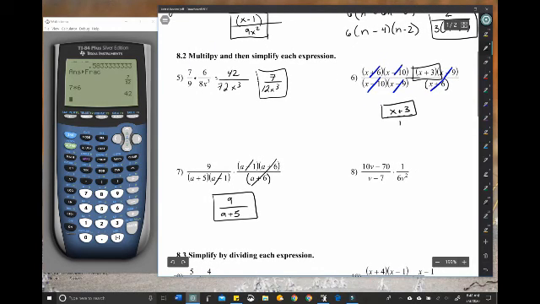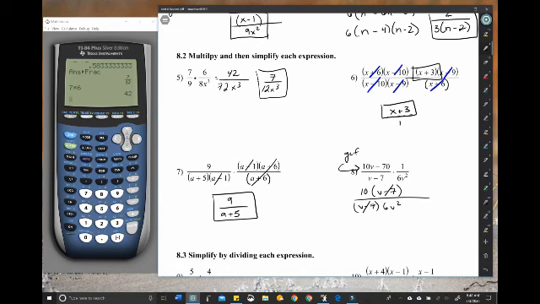10v minus 70, over v minus 7. Greatest common factor for the 10v minus 70. So let's bring out a 10. That makes it v minus 7. Okay, 6v squared, v minus 7. Well, the v minus 7s can cancel. The 10 and the 6 can reduce by 2 apiece. So 5 all over 3v squared is that particular answer.